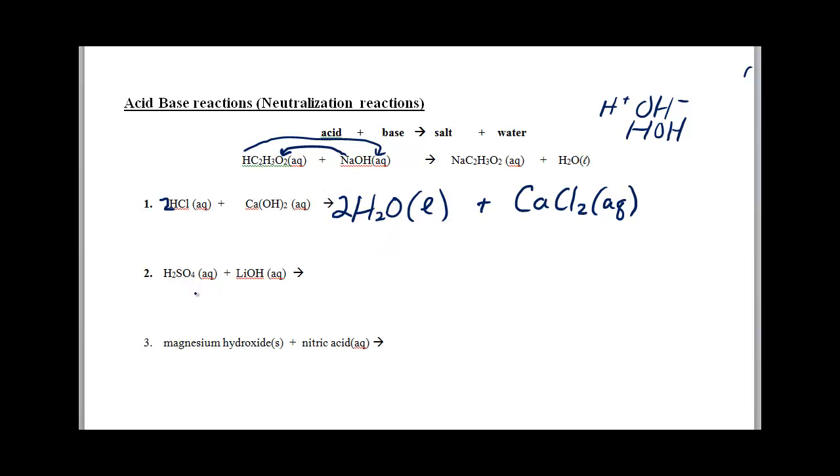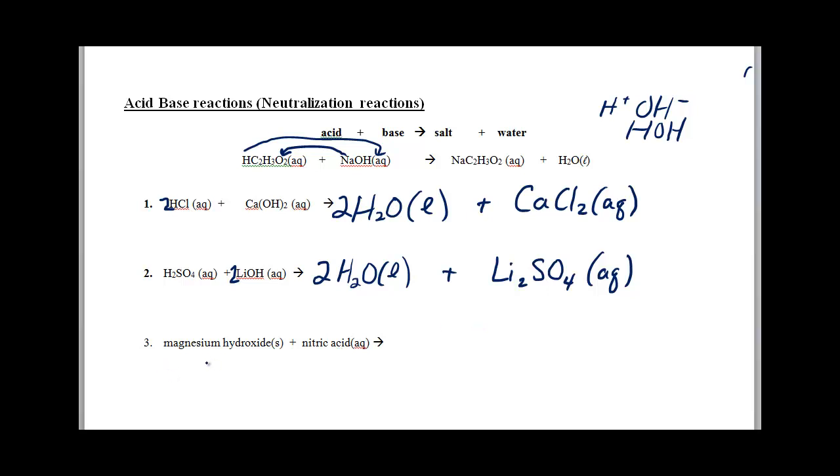Okay, sulfuric acid, lithium hydroxide. What do I get out of it? H2O. Okay, so what salt am I making out of this one? I have lithium sulfate. And again, I go back, is it balanced? No, because of the lithium. So then what do I have? 2, 4 hydrogens. I'll have my 2 there.